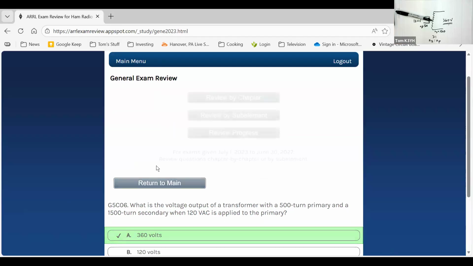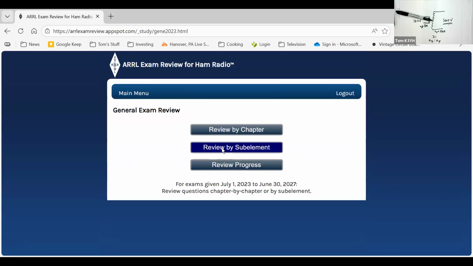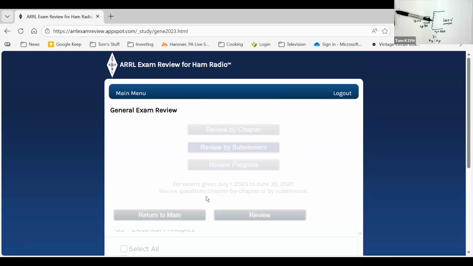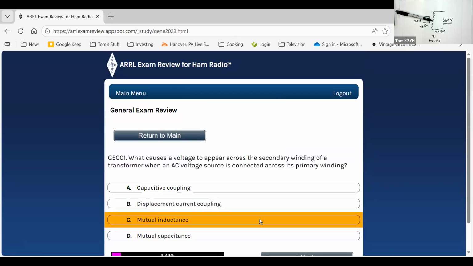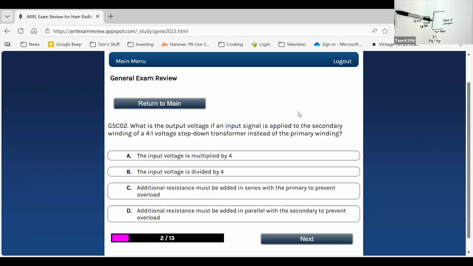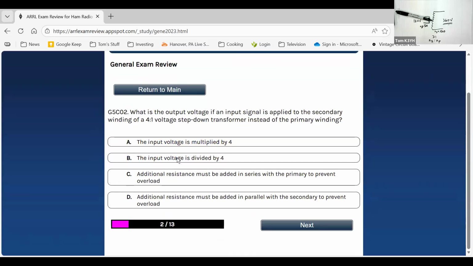The other question they give you, I got to go back to the main because I skipped over it a minute ago. E5C2. So it says, all right, what's the output voltage if an input signal is applied to the secondary? What's the output if an input is applied to the secondary winding of a 4-to-1 voltage step-down transformer instead of the primary winding? Okay, so let's visualize what that's all about.